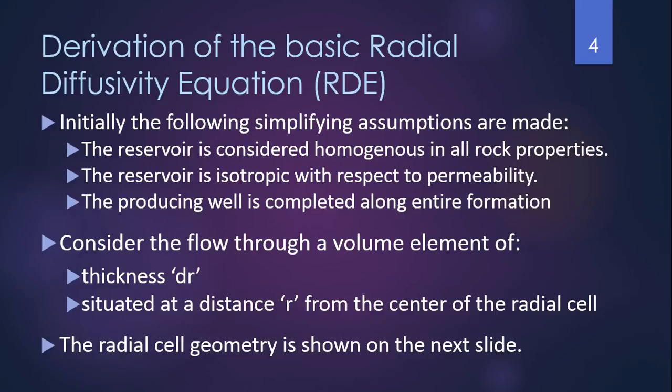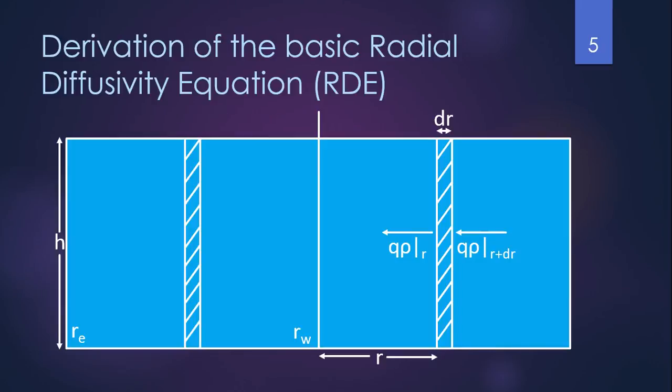So now we consider flow through a radial cell of radius r and thickness dr. The well is assumed to be at the center of the radial cell. The radial cell geometry is explained on the next slide. So this is the radial cell. This is the well at the center of the radial cell. This is re, the radius of the radial cell. And this is rw, the radius of the wellbore.